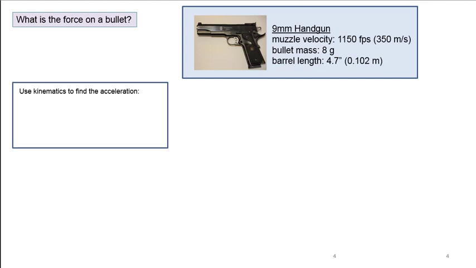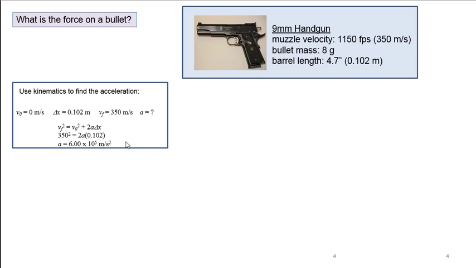So I'm going to use kinematics to find the acceleration. I know my initial velocity is 0. I know my displacement is that barrel length, 0.102 meters. My final velocity is 350 meters per second, and my acceleration is what we're trying to solve for. So I'm going to choose the kinematic equation that involves those 4 variables. Here I've plugged in the values and solved for my acceleration.